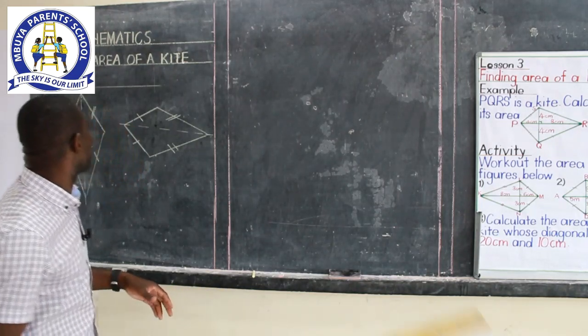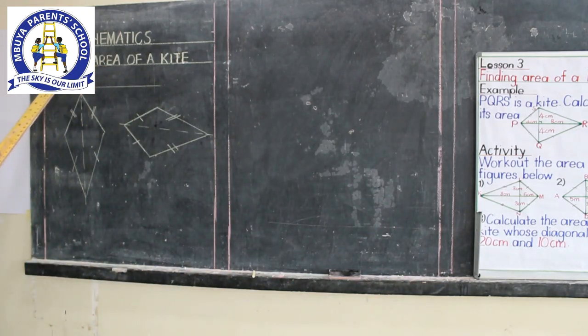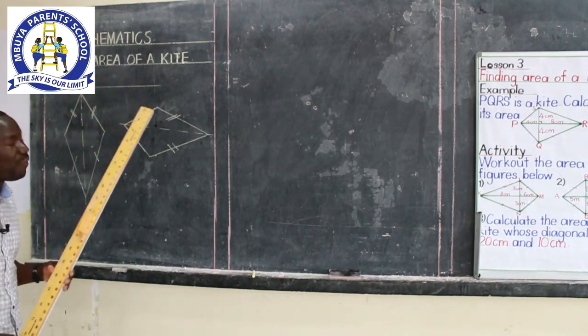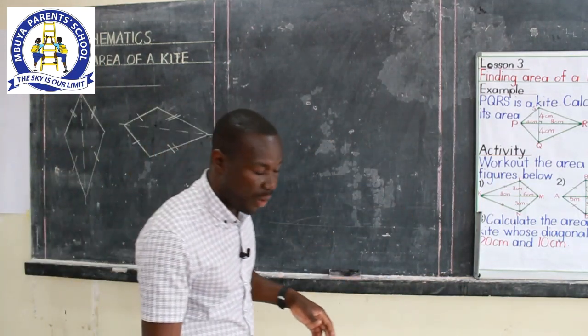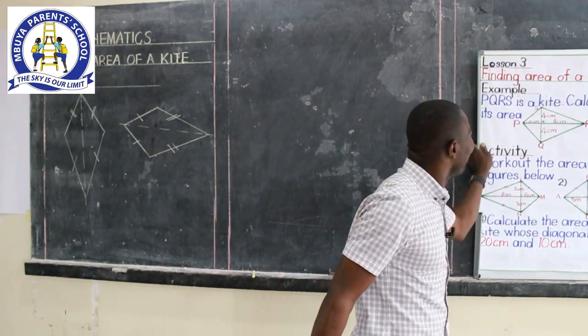Today, we are mostly going to have our lesson as finding area of a kite. Our example is here with me.